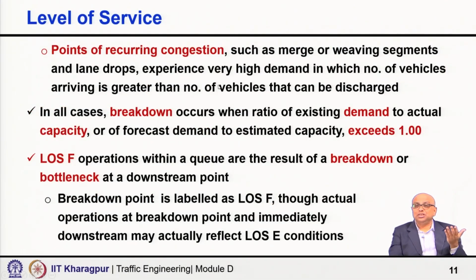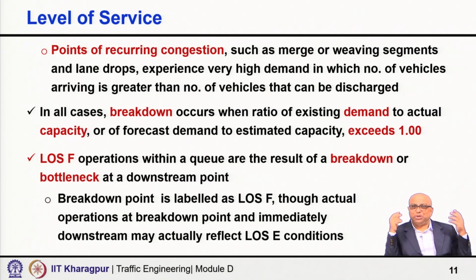Points of recurring congestion, this is interesting again, such as merge or weaving segments and lane drops. Two roads are merging. Often we do 2 plus 2 not merging to 4 lanes, but actually leading to 3 lanes. But in the peak hour, one arm may be operating at capacity, the other arm also might be operating at capacity, and 4 lanes of traffic are trying to enter, whereas the capacity is 3 lanes.